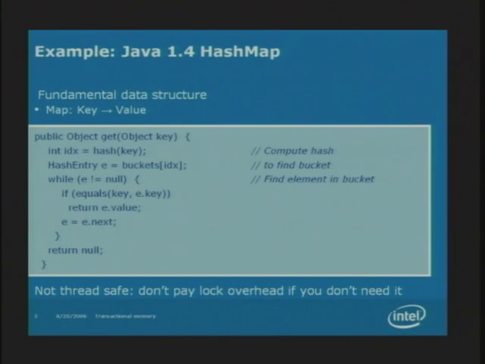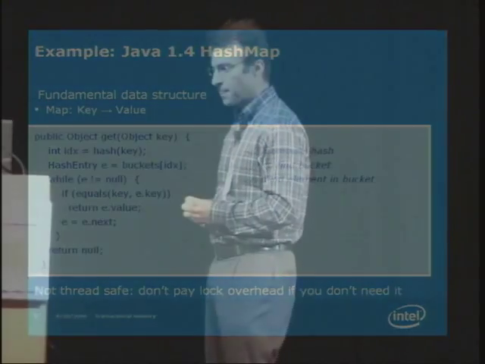So transactions are a much better construct than locks. And let me illustrate that with an example. Here I'm showing you the hash map class from the Java class libraries. So the hash map is a very fundamental data structure in the class libraries. It's used by many applications. What the hash map does is, given a key object, it maps it to a value object. It's a very simple but very fundamental and powerful class in the class libraries.